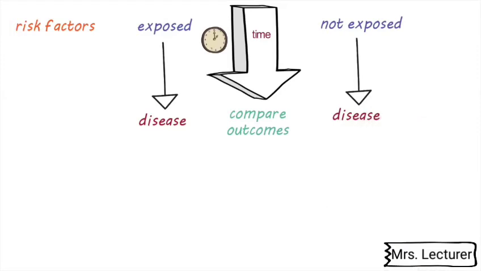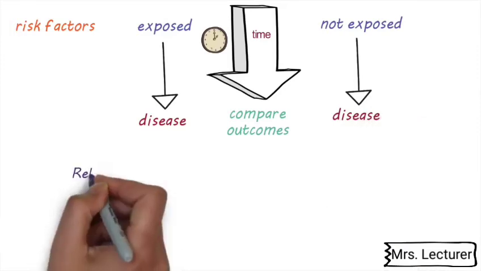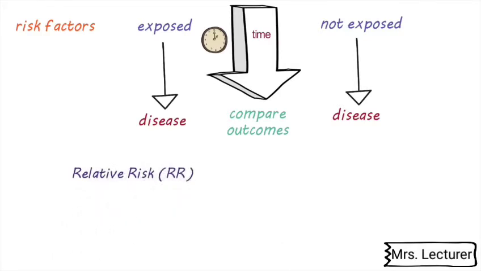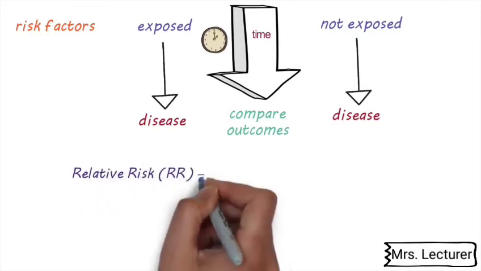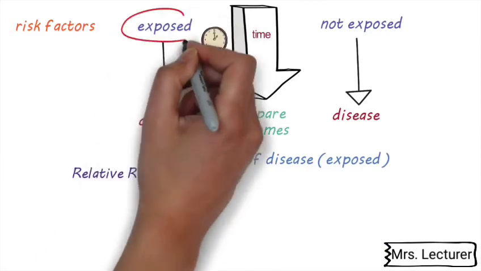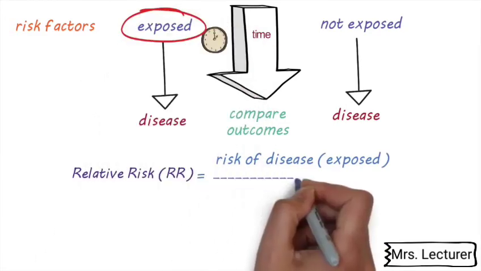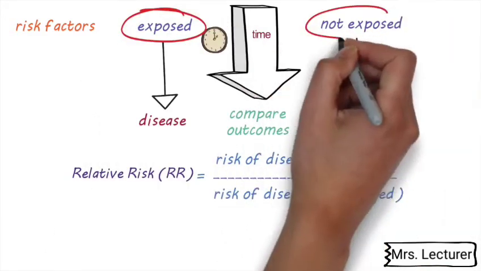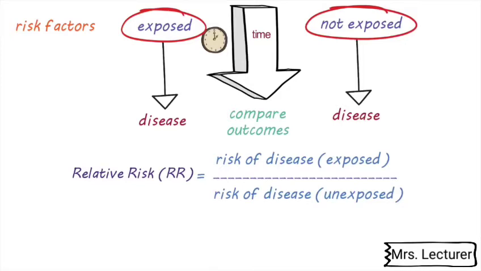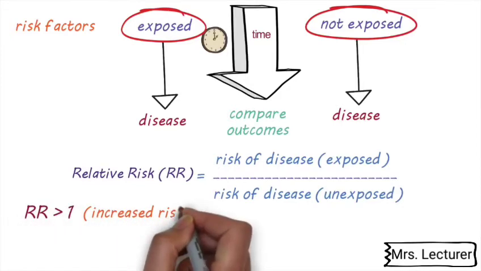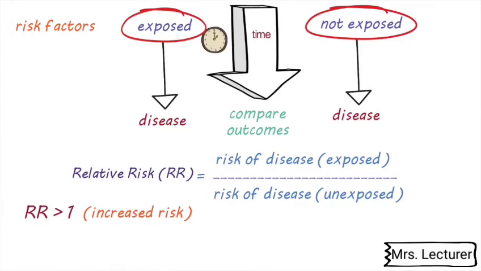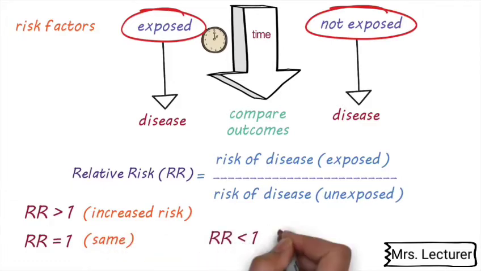The main measurement used in cohort studies is called the relative risk. A relative risk is the ratio between the risk of disease in the exposed group compared to the risk of disease in the unexposed group. A relative risk of greater than 1 means that the exposure is associated with an increased risk of the disease. If it is 1, it indicates that the risk is the same, and if it's less than 1, it indicates that the risk is lower.